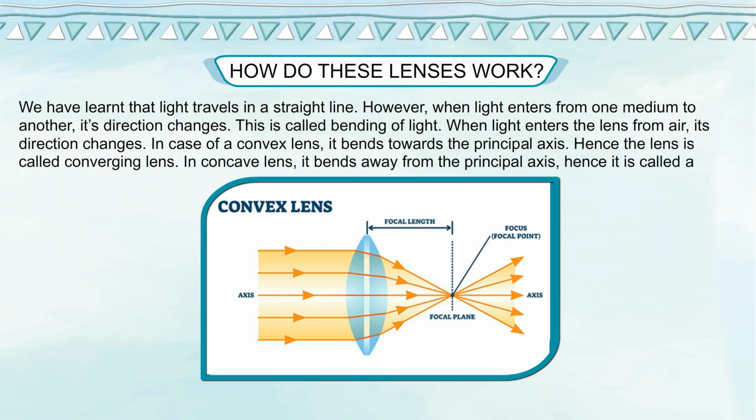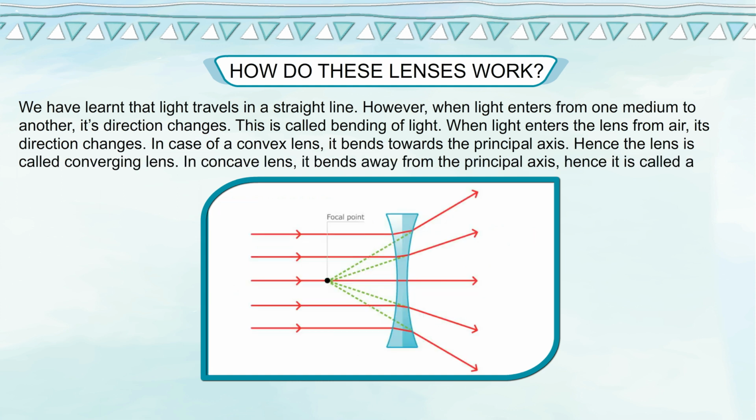Hence, the lens is called a converging lens. In a concave lens, it bends away from the principal axis. Hence, it is called a diverging lens.